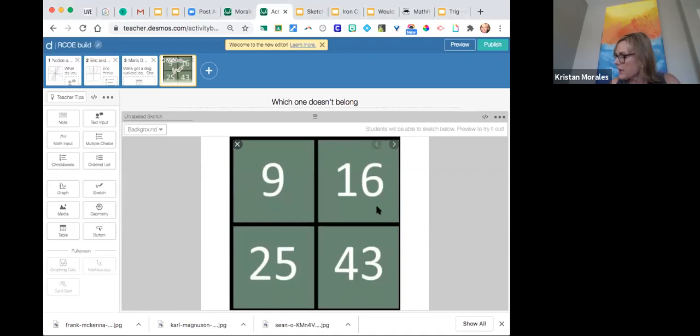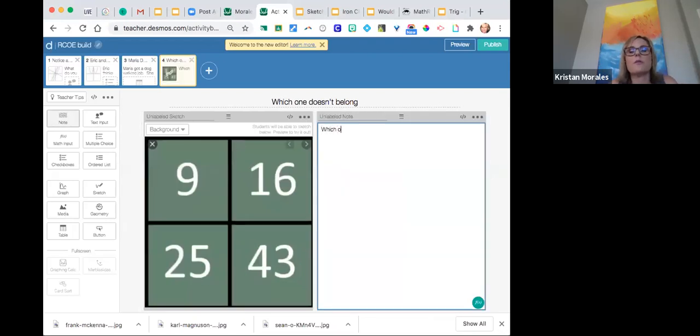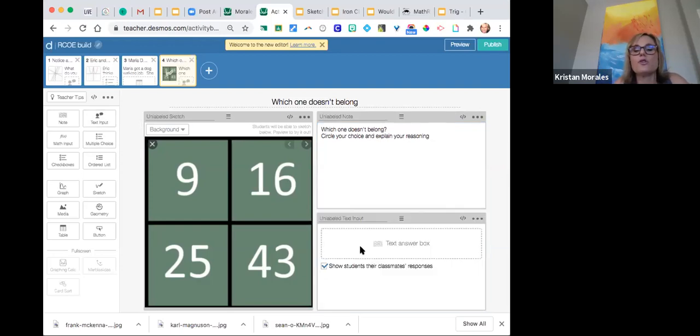Okay, so, and then I wanna say, okay, I got my sketch and or my custom background. If you want it, then you can go ahead and put a note. And again, your note's always gonna be your instructions. And you could say which one doesn't belong. You know, I could say circle your choice and explain your reasoning. Right, so I have my note and then my input, I wanna go ahead and choose text input so students can type up why they circled what they circled. And show the rest of their classes their response.